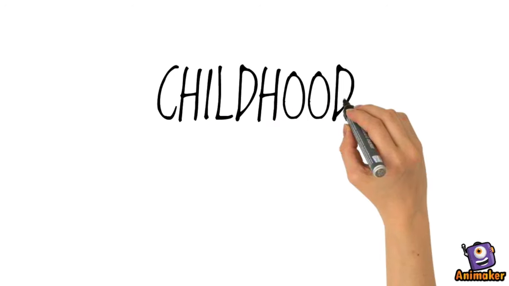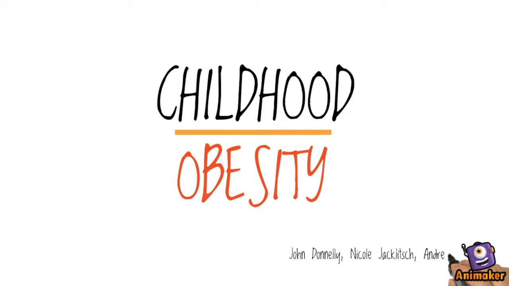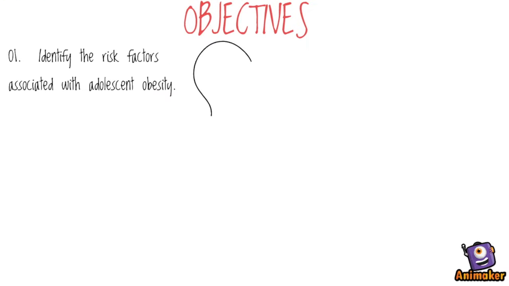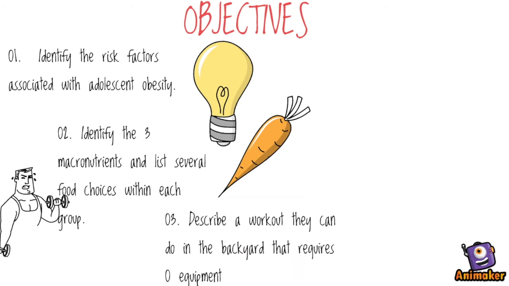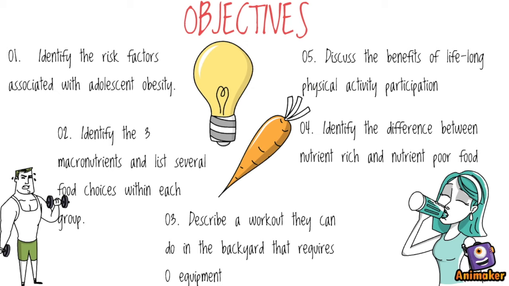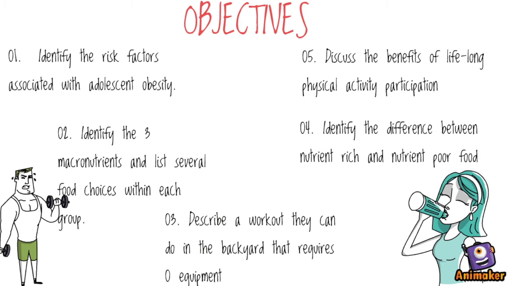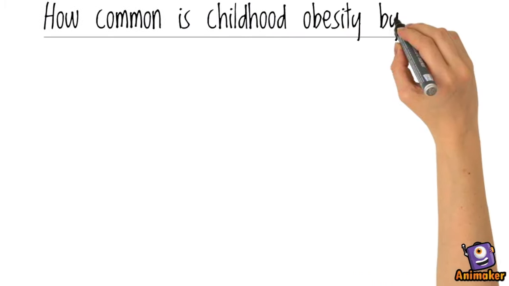Childhood obesity has rapidly become a global problem that puts children and adolescents at risk for poor health. The objectives of this video are to identify the risk factors associated with adolescent obesity, identify 3 macronutrients and list several food choices, describe a workout you could do in the backyard that requires zero equipment, identify the differences between nutrient-rich and nutrient-poor foods, and discuss the benefits of lifelong physical activity.